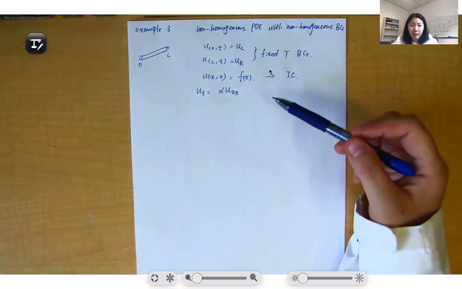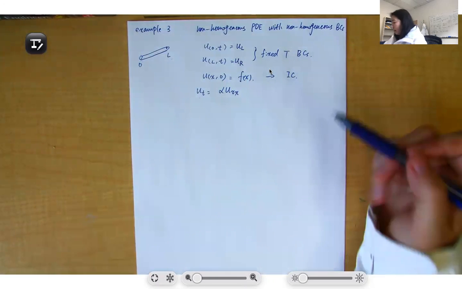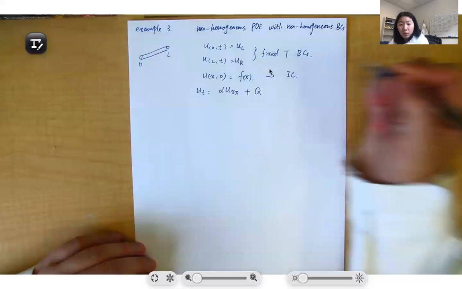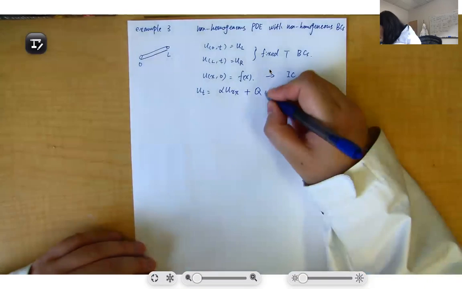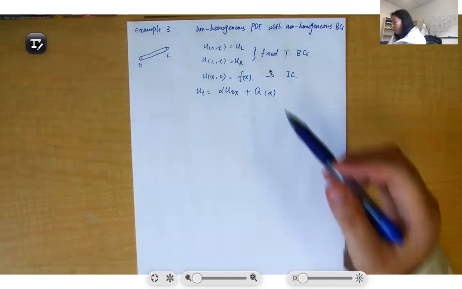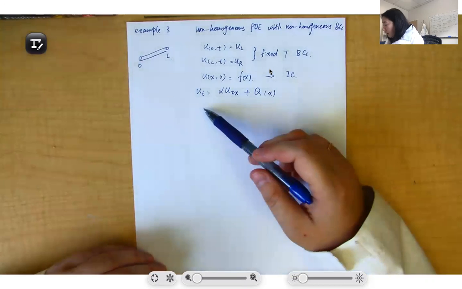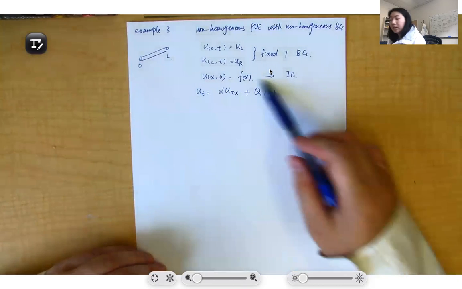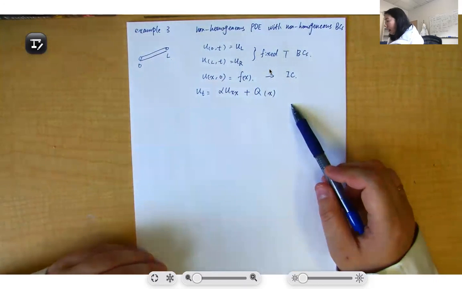Then how do we have the non-homogeneous part? We can simply add a Q term, which is the heat source as a function of x only. So this is a constant heat source as a function of time. It's not changing by time. It's a simplified problem. So when you have this heat term, this PDE is not homogeneous anymore. Then how can we solve it?